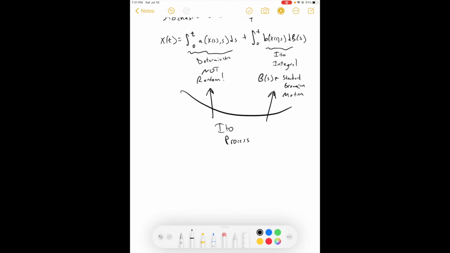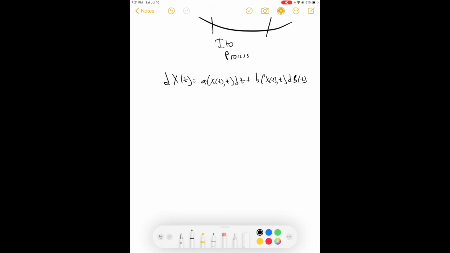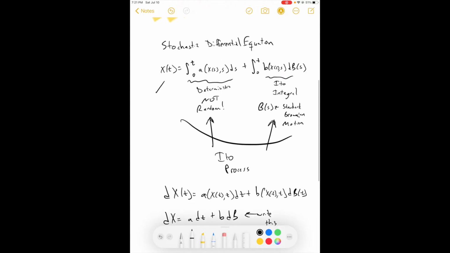Now, most often, what we are referring to is this whole thing, but the way you'll see it written, if you're lucky, is dX of t equals a of X of t and t, dt plus b of X and t, dB of t. But most of the time, we'll go even more shorthand, and we'll say dX equals a dt plus b dB. So when we write this, we really mean this.